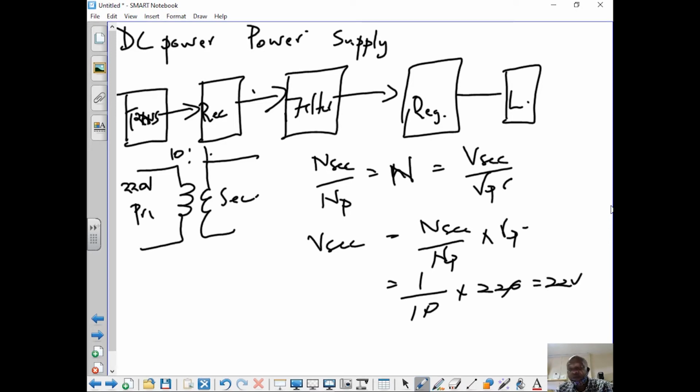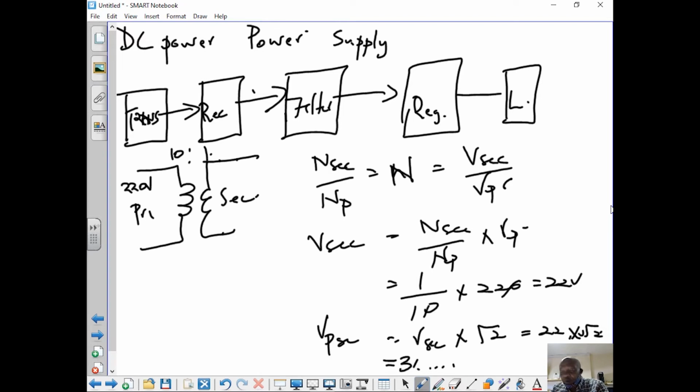Now remember, this is an RMS value. When you are working in electronics, you've got to convert an RMS to a peak. Therefore, if I want V peak secondary, what is V peak secondary? The voltage I get across here, and it's a peak. I multiply V secondary, which is an RMS, by square root of 2, meaning that it's 22 times square root of 2. Your answer will be straightforward, 31 point something. Please check your calculators, it will give you an answer there, 31 point something, when you multiply.